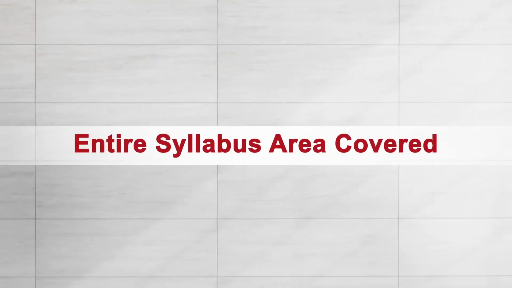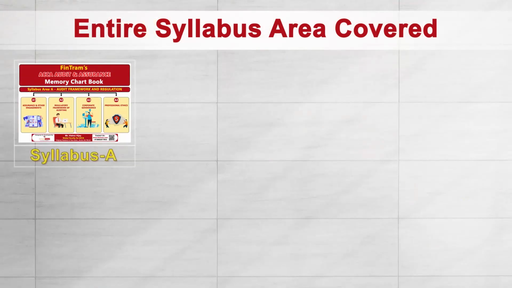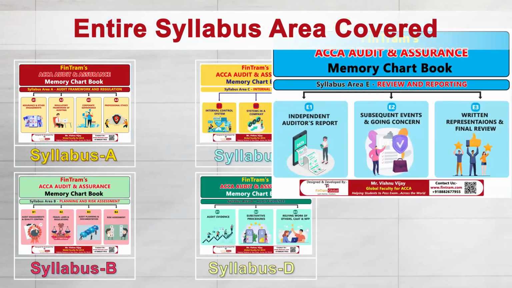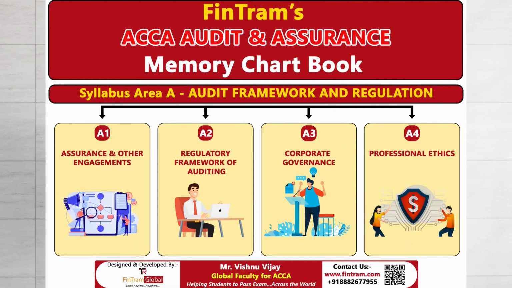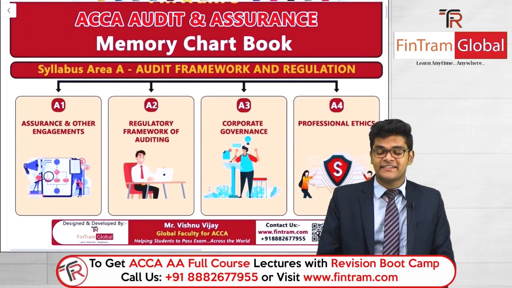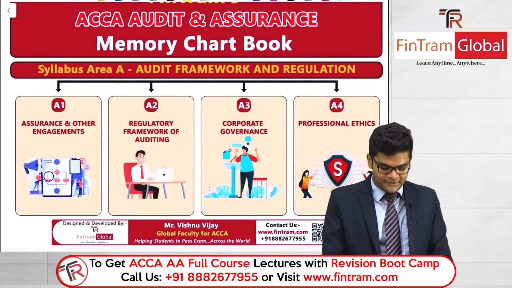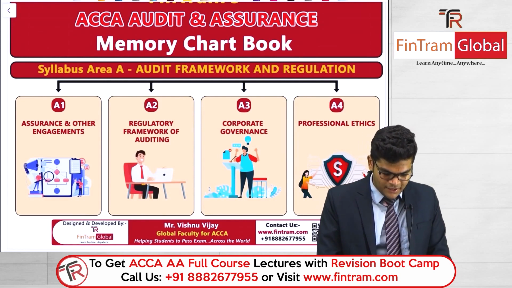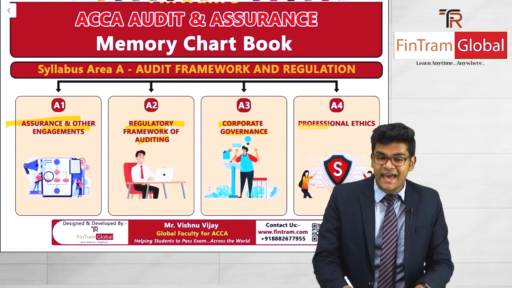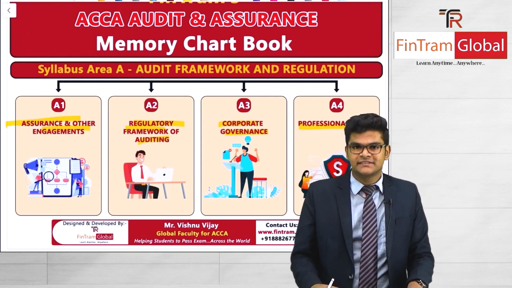So folks, as you can see here, we've covered all the syllabus areas of the Audit and Assurance syllabus in this particular memory chart, starting from the first syllabus area, that is Audit Framework and Regulation. And if you deep dive in, you can see that we've covered all the key examinable topics, from the basics such as assurance and other engagements through to the regulatory framework of auditing as well as corporate governance and to the professional ethics as well.